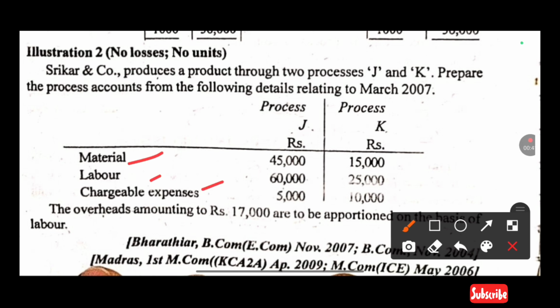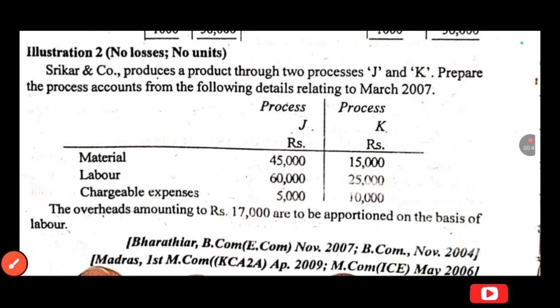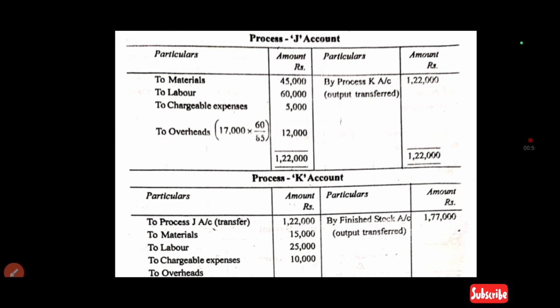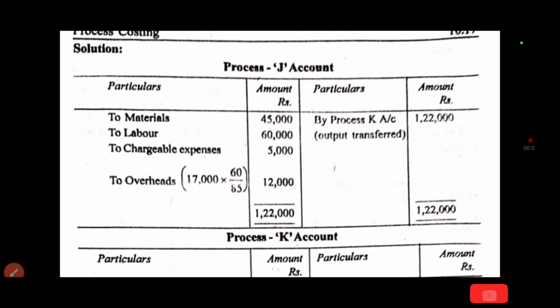Apart from that, they have given additional information, that is overhead amounting to 70,000 rupees is to be apportioned on the basis of labor. First of all, we must calculate the total cost for process J and process K. We need to find out the total cost for both the processes.